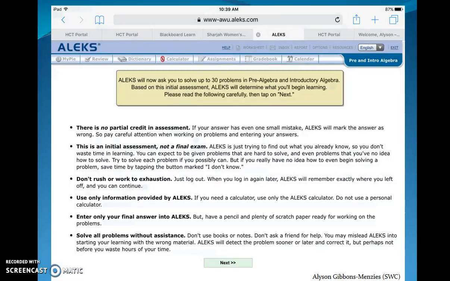Eventually you will come to this page. You'll be told to answer 30 questions in the knowledge check. You can use a calculator, and your teacher will give you a formula sheet and a blank piece of paper to work out your answers. When you are ready to start, click on Next.